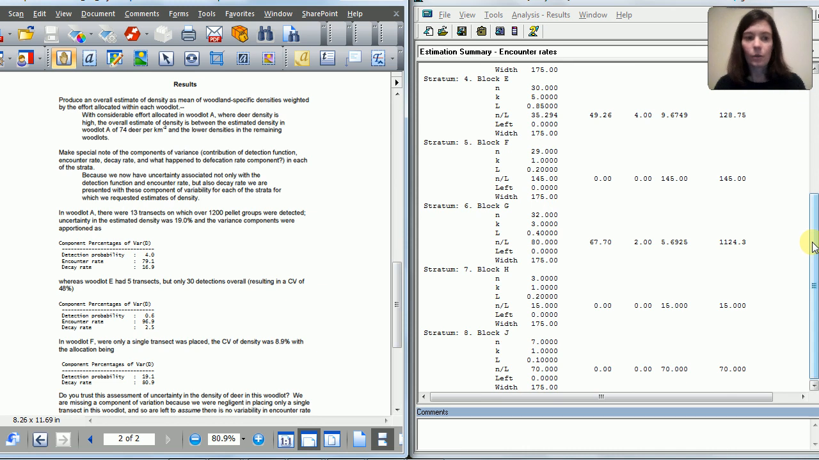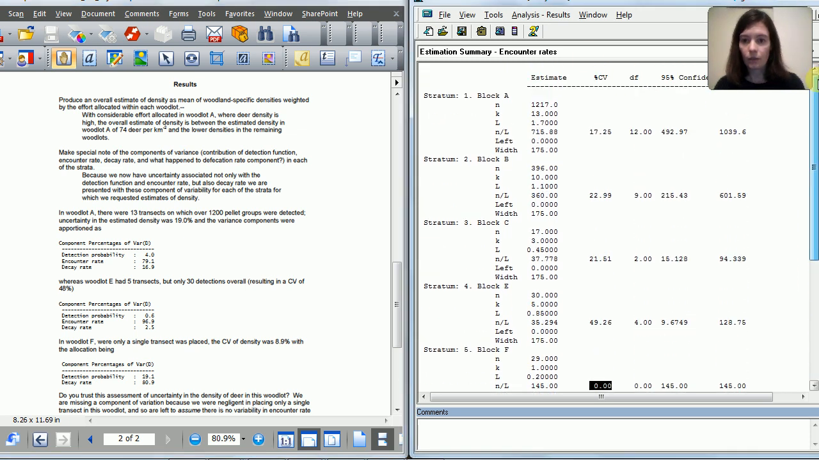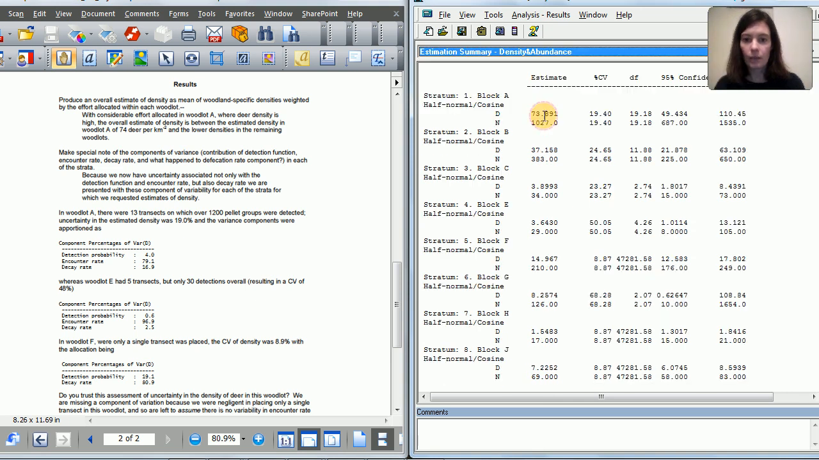You were then asked to find the overall density estimate based on the mean of the woodland specific density estimates weighted by the total effort in each of the blocks. And so if we look at our summary information about the per block density estimates, you can see that in block A there was a very high density estimate of 73, and then the rest are somewhat lower.